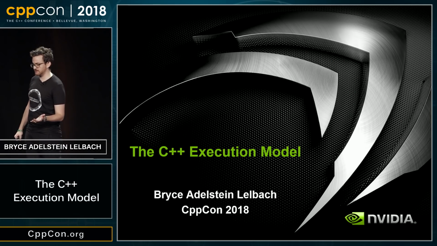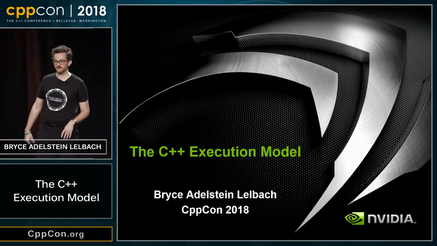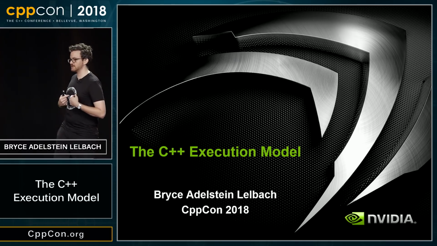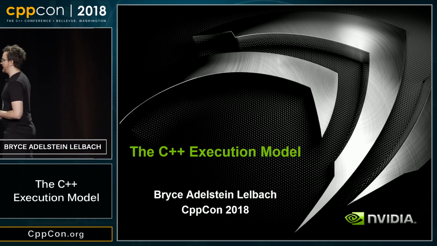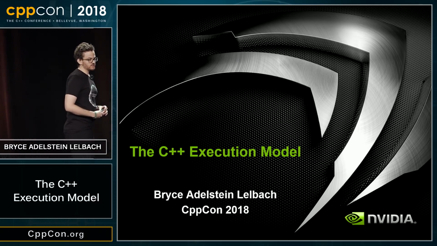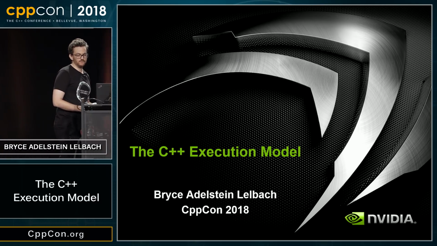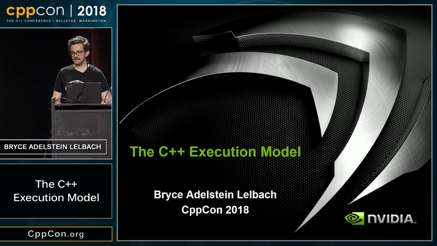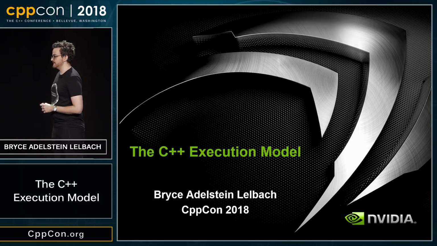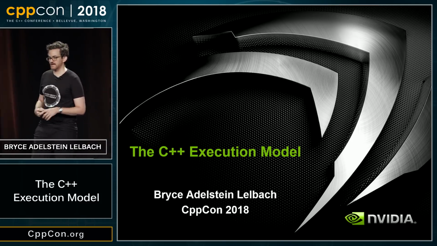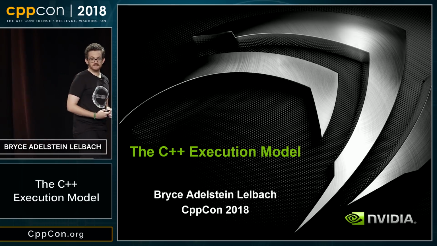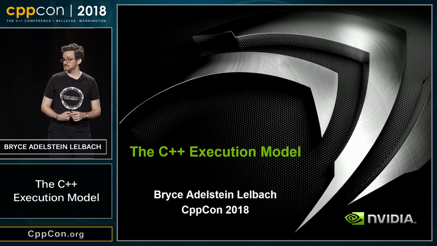I have been on the C++ Standards Committee for a few years now, and I spend most of my time in this group, Study Group 1, the Concurrency and Parallelism Study Group. What I want to do with this talk today is arm you with the language and formalisms and mindset of that group. In particular, I want to talk about the C++ execution model, the abstract machine, a little bit about the storage and memory model, and the forward progress system in C++.